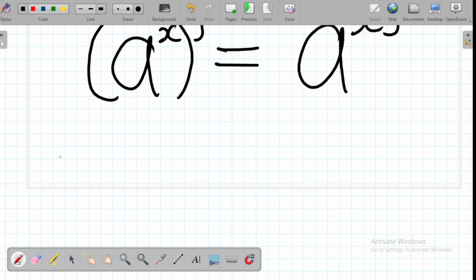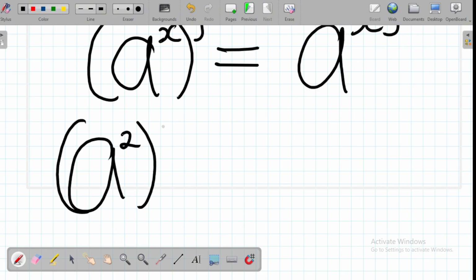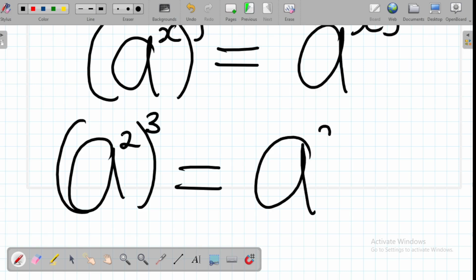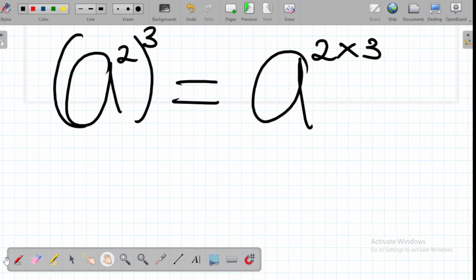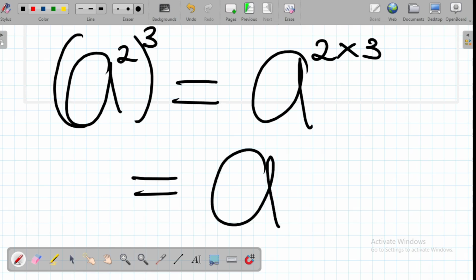Let's take another example. So if we have a raised to power 2, all raised to power 3, our answer becomes a raised to power 2 multiplied by 3, which gives us a raised to power 6. So this is our answer.